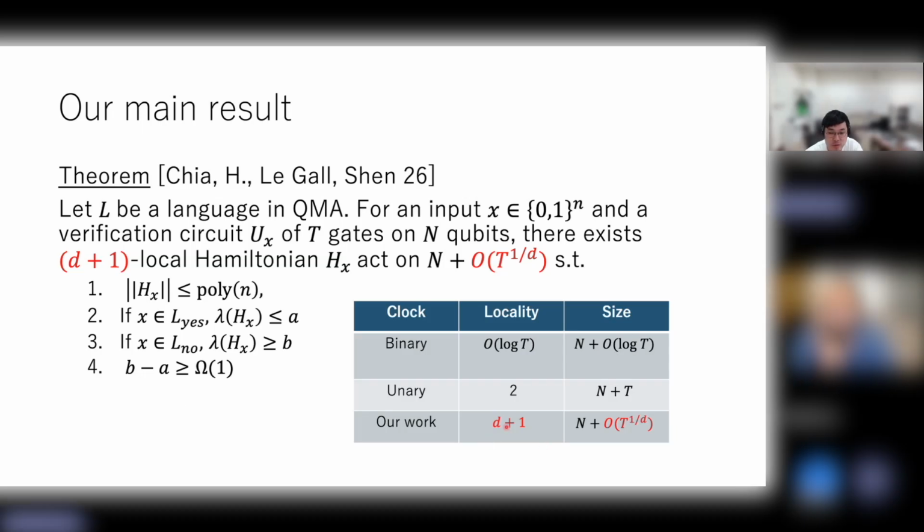For example, when d is equal to 2, the size overhead is square root t, which is better than the unary construction.